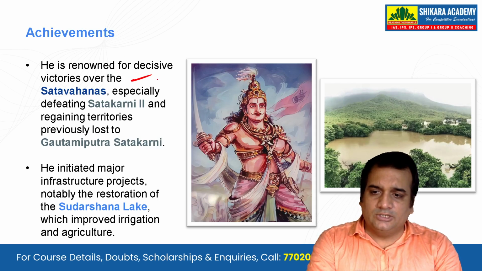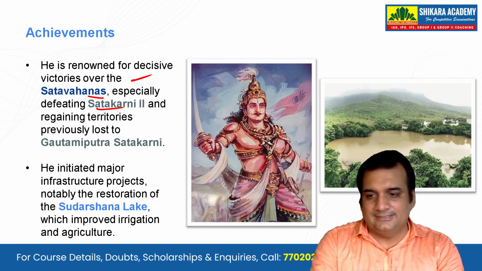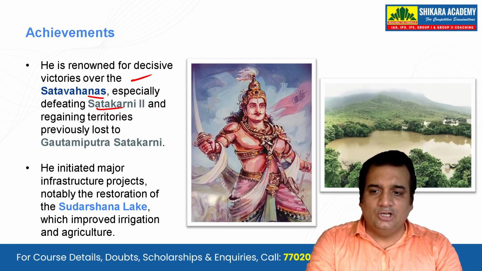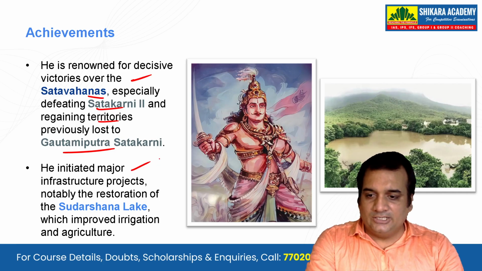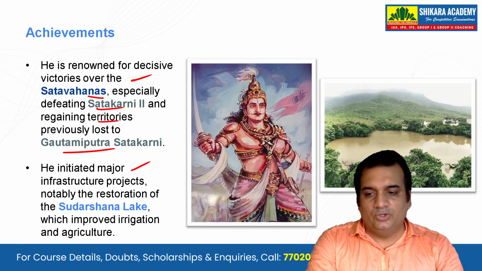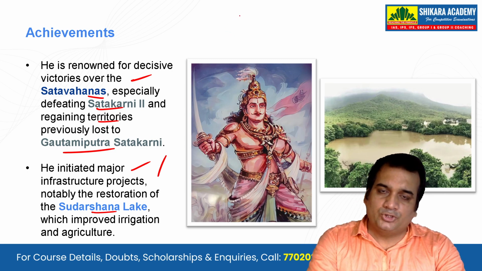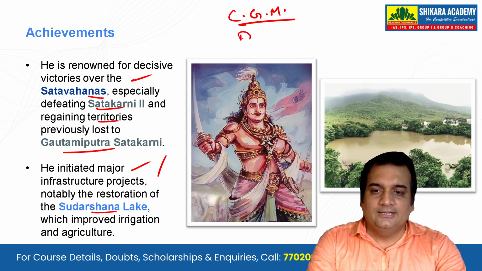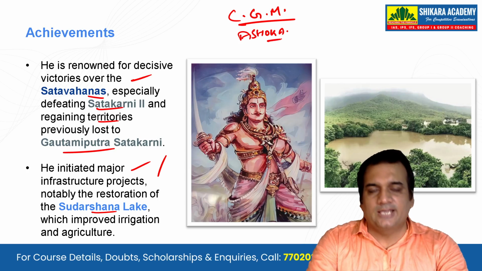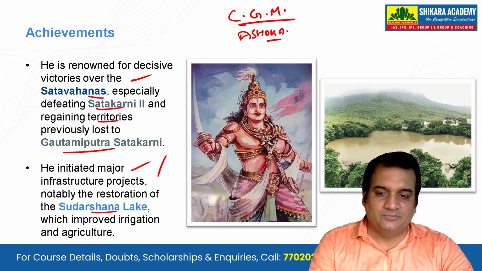Now Rudradaman I is renowned for decisive victories over the Satavahanas, especially he defeated Satakarni II, not Satakarni I, and he also regained the territories which were previously lost to Gautami Putra Satakarni. And there is one major initiative that he did for infrastructure. He notably restored the Sudarshana Lake. Sudarshana Lake has a good history: it was Pushyagupta at the time of Chandragupta Maurya who first built it. Then at the time of Asoka, it was expanded and restored, and then the third time it was restored again by Rudradaman I.